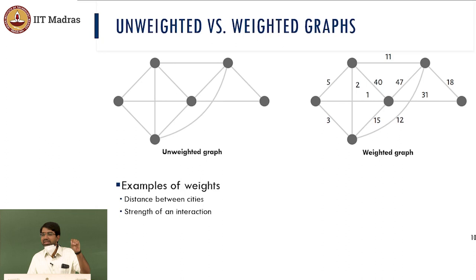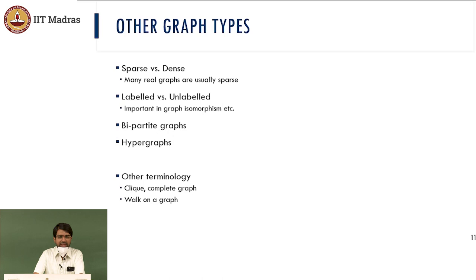Whereas in biology, it's usually the other way around. Higher weight is usually more confidence in an interaction or things like that. So not always in biology does the weight denote a cost. It often denotes a confidence or a strength. So higher might be good. So that has its own ramifications. There are other graphs, sparse versus dense, labeled versus unlabeled. I think I'll not belabor these at the moment.